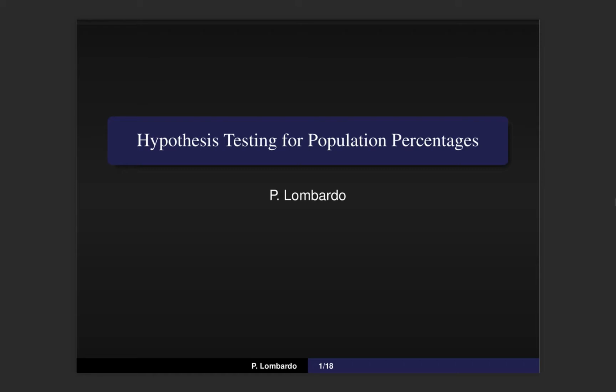And hopefully what you'll see by looking at this population percentage example is that if you get the feel for how hypothesis testing works, the details can be taken care of just by looking them up when you need them. But really understanding how and why a hypothesis test works is what will get you through a lot of different statistical techniques. So let's get started.